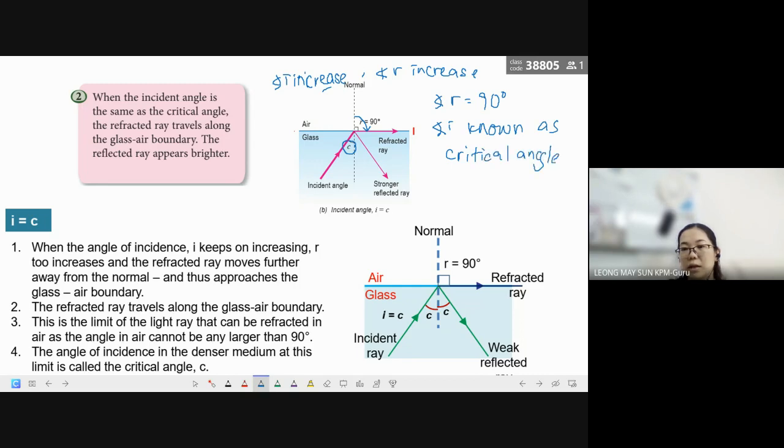In this situation, it is still refraction of light. Why? Because you still have the refracted ray, which is 90 degrees. That is what is explained at the bottom part. As the incident angle keeps on increasing, the refracted angle increases, and the refracted ray moves further away from the normal line, thus approaching the glass-air boundary. So the refracted ray travels along the glass-air boundary. This is the limit of the light ray that can be refracted, as the angle in the air cannot be any larger than 90 degrees. So this incidence angle is known as the critical angle.